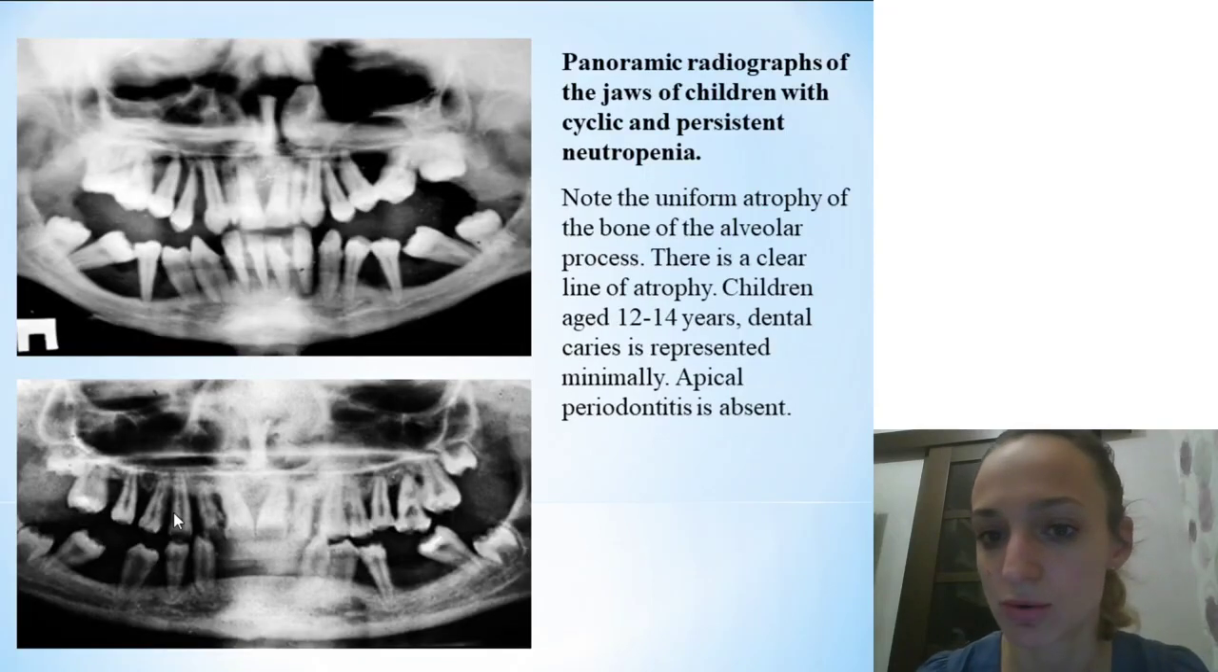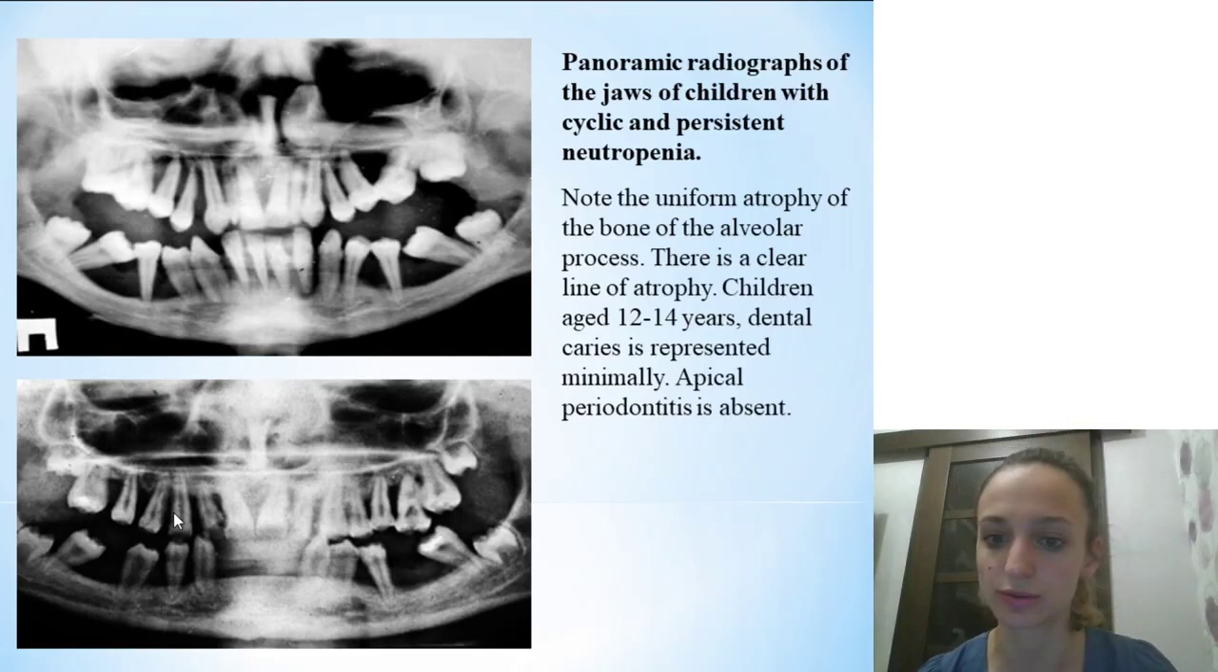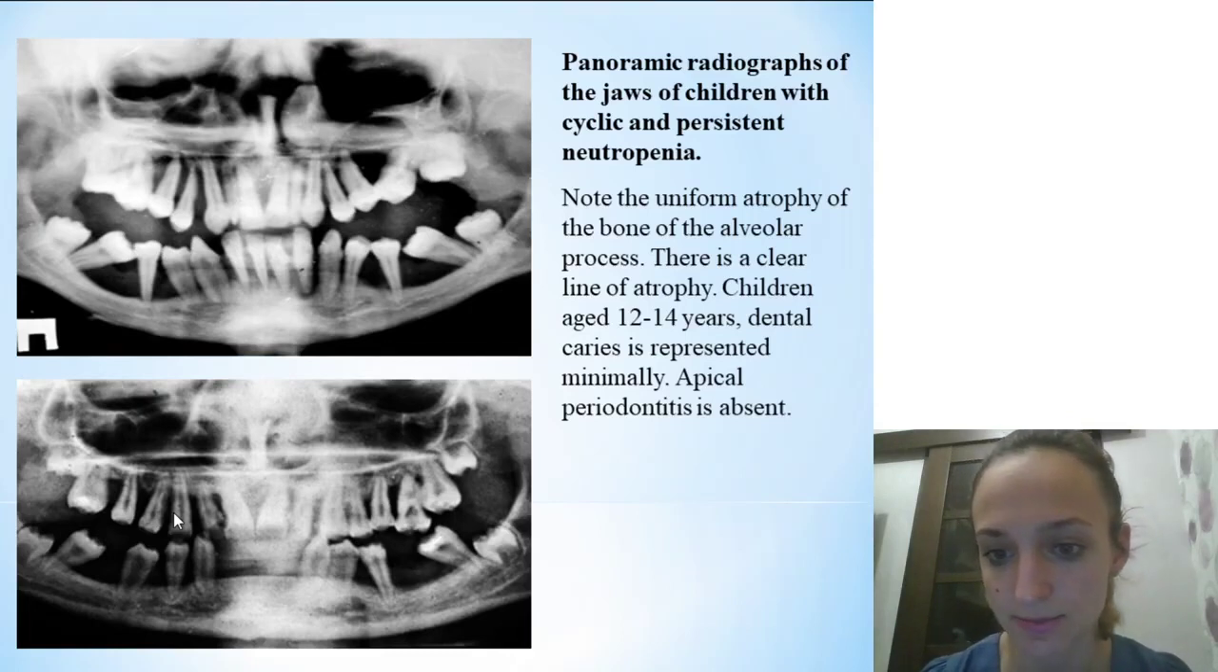Panoramic radiographs of the jaws of children with cyclic and persistent neutropenia. So note the uniform atrophy of the bone, and in children aged 12 to 14 years, dental caries and apical periodontitis are absent.